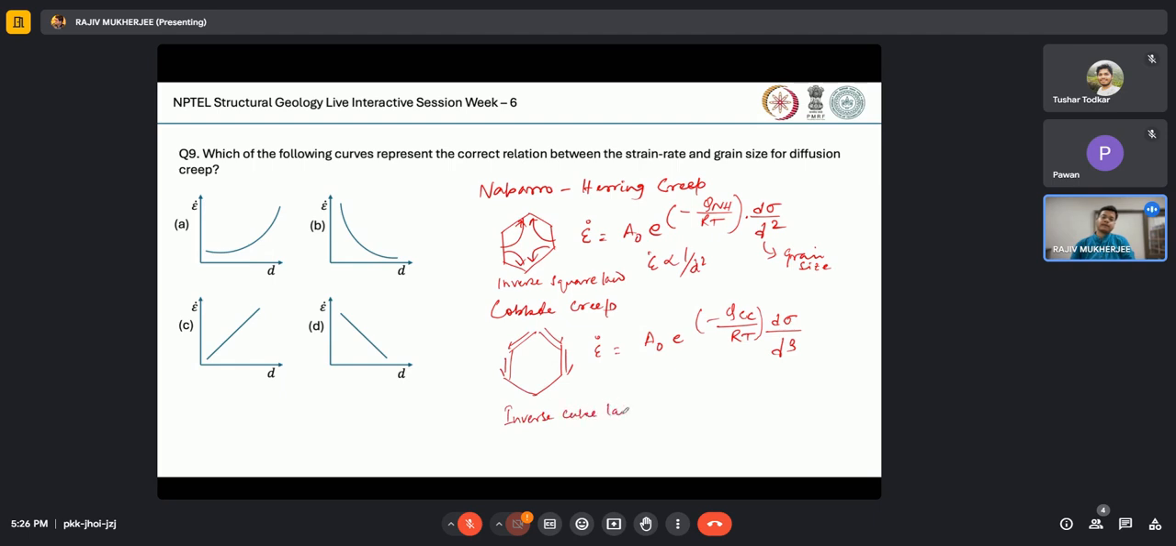That means the strain rate is proportional to the inverse of the cube of the grain size. So if we increase the grain size, the strain rate will decrease non-linearly as a function of grain size, right? The strain rate decreases non-linearly as a function of grain size.